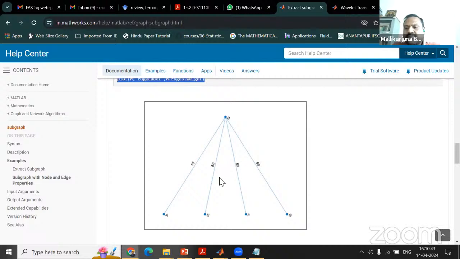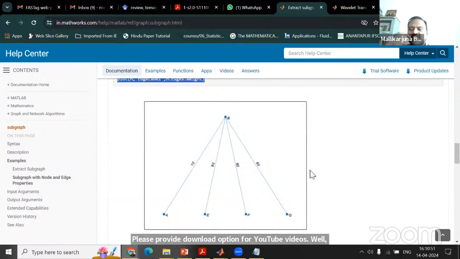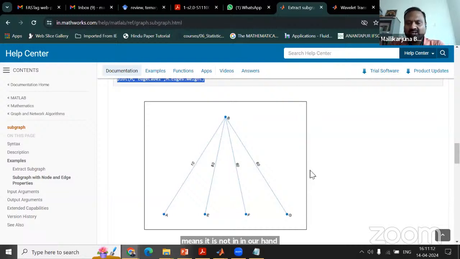Please provide download option for YouTube videos. No, you see, it all depends on your account linked to YouTube. That is not in my hand. So please provide download option for YouTube videos means it is not in our hand. It all depends on what account you are using to access the YouTube videos. Yeah, you can download.